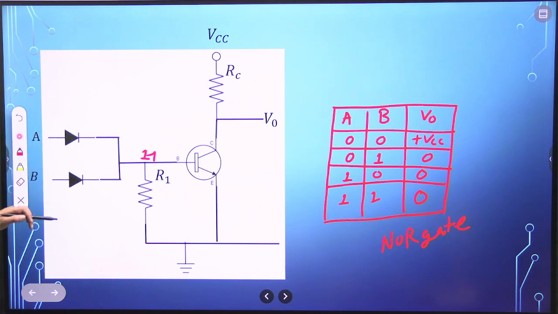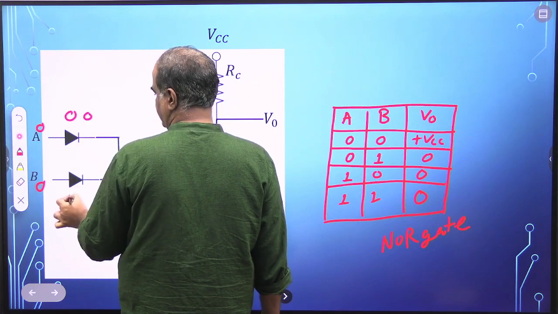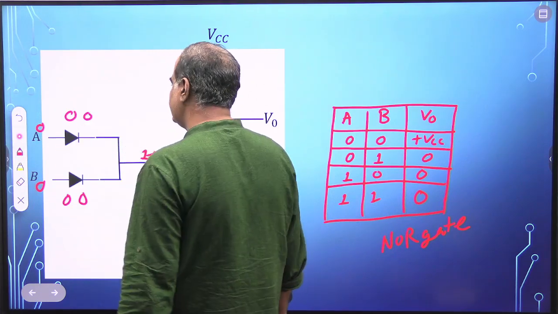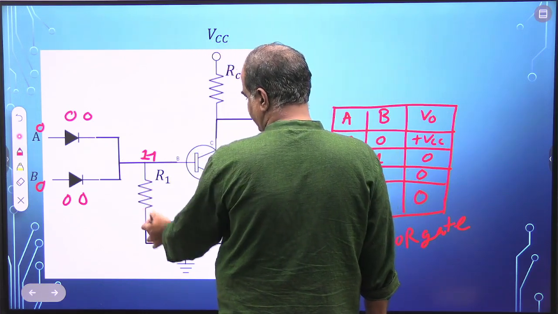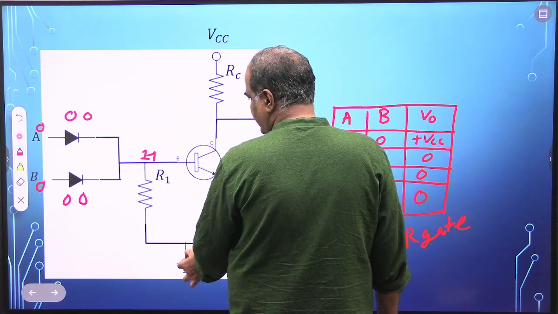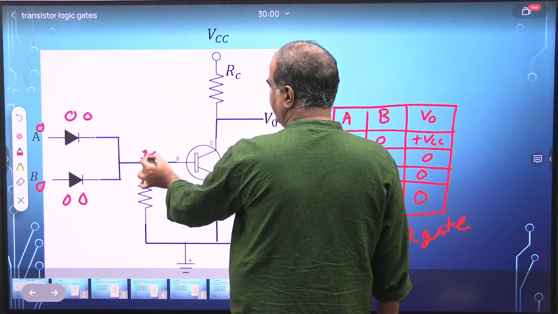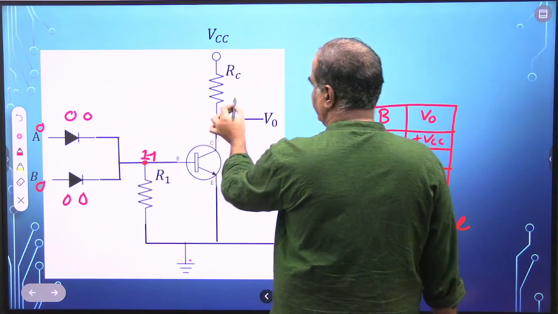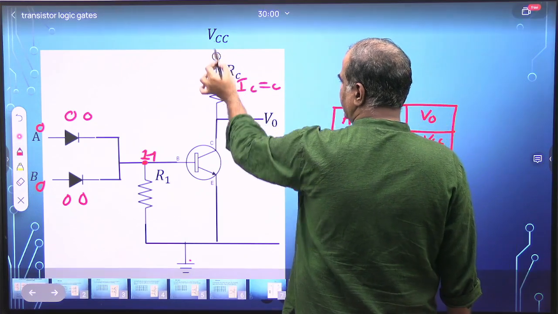एक्सप्लेन करना है इसको दोबारा. If both are low, then these diodes are open. And no current is flowing here. This point is grounded now because no current is flowing. When this is grounded, this is in cutoff region. Cutoff region means IC is not flowing, and cutoff region means directly this will come here.